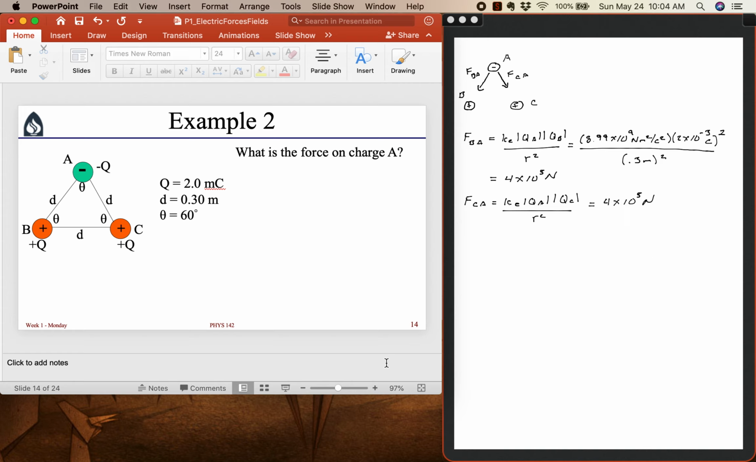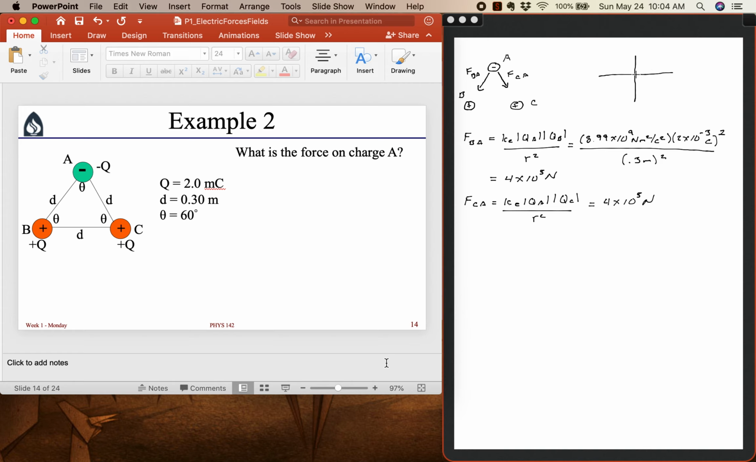All right, so now I have the amounts of the forces, and I'm ready to add them up. So I'm going to need to add these two vectors together. So that means I need to split them into x and y components. So if I redraw my diagram, I'm just going to draw these two forces that are acting at charge A here.